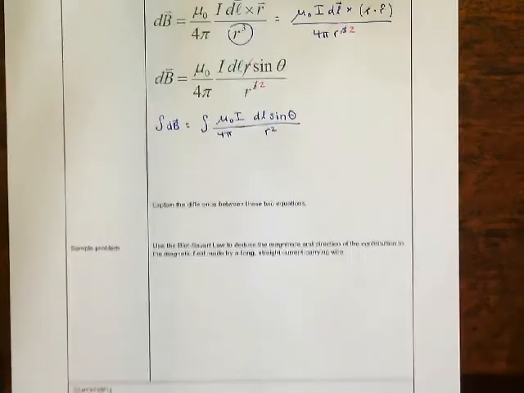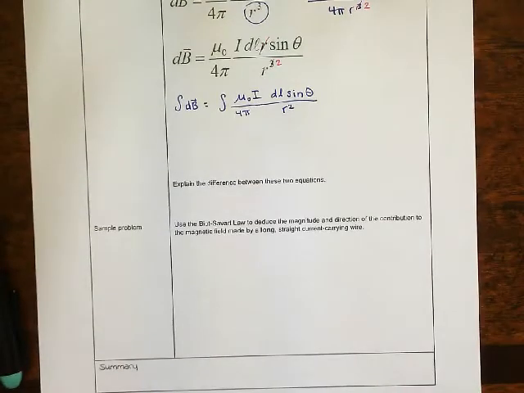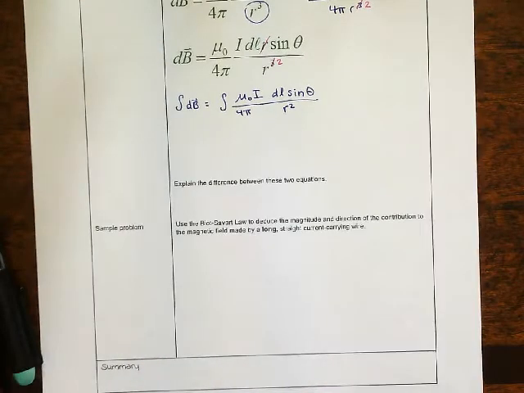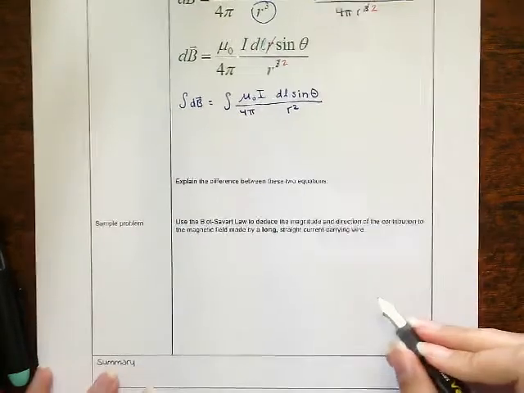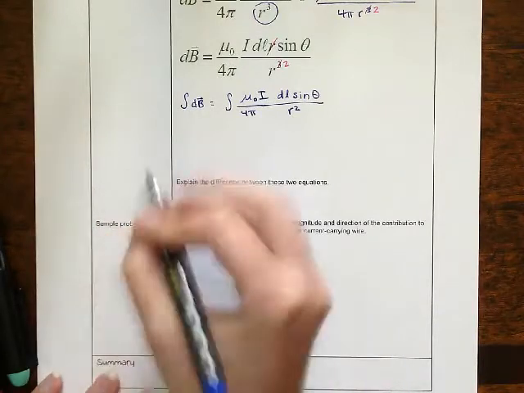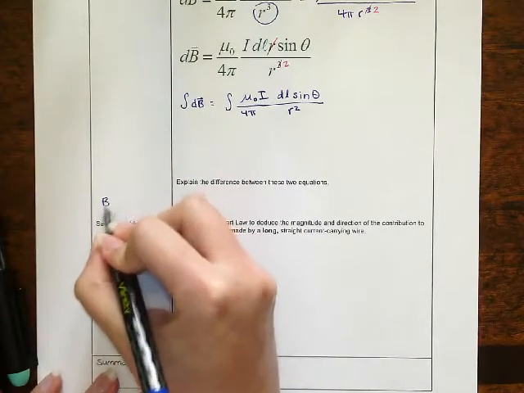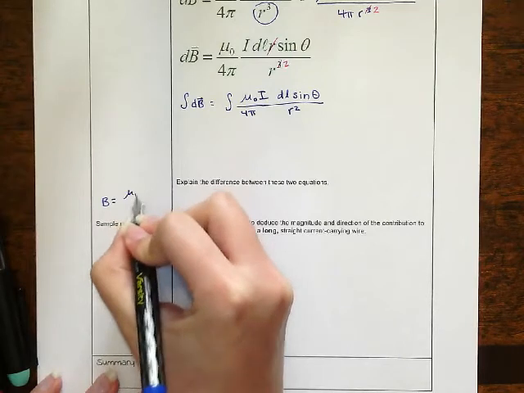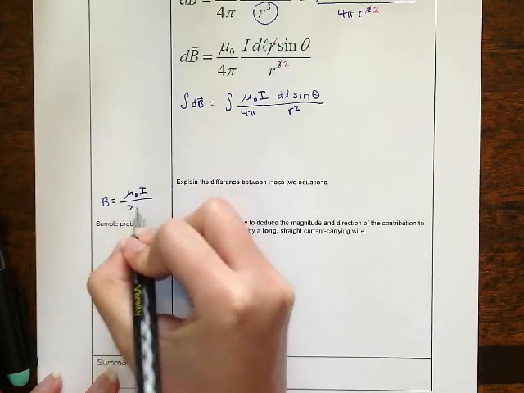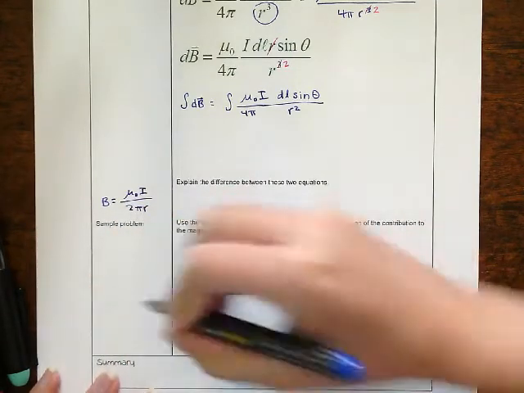Okay, so our first sample problem is to calculate the magnetic field around a long straight current carrying wire. Long is code for infinitely long. And this is something that we have done with Ampere's law. We already know the answer to this because of Ampere's law, right? We should be getting mu naught I over 2 pi r as our answer.